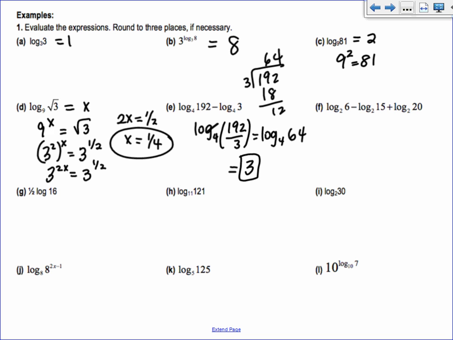All right, here we go. Log base 2 of 6 minus log base 2 of 15. That's going to be log base 2 of 6 over 15. But then we're going to have times 20, because it's the plus. So we can reduce out just like normal. 15 and 20 divide by 5. I get 4 and 3. And then 6 and 3 reduce. I get 2. So I really have log base 2 of 8, which is 3.